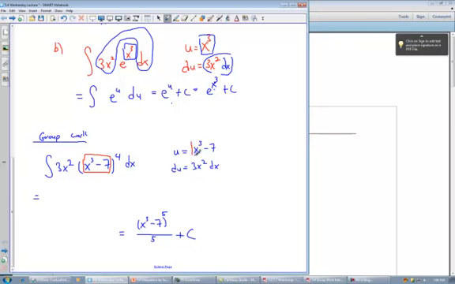Here's my u right there. And then this piece, this 3x squared dx, that's right here, and that's my du. So I just plug back in, and so this is going to be equal to the integral of u to the 4th.